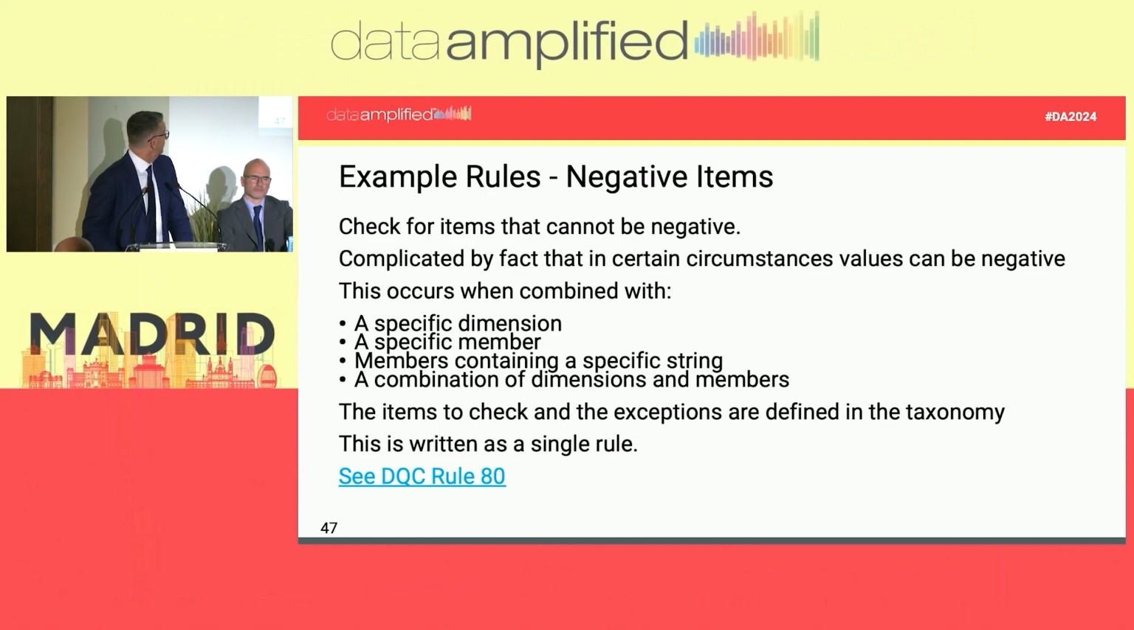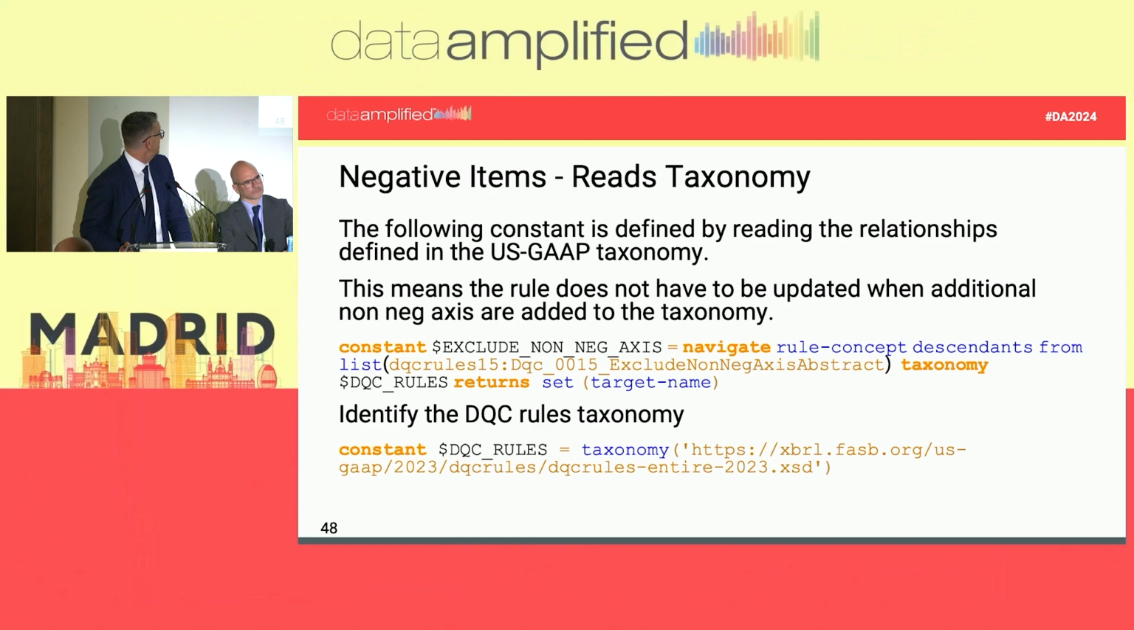For something like this negative rule, one of the things we do is we try and write that to be as accurate as possible. This is just an example, but it shows you how it works and how you can incorporate the information of the taxonomy. I know this looks complicated, but you see the thing in orange saying constant. What this is saying is, if you use this axis, this value can be negative, because we know that.